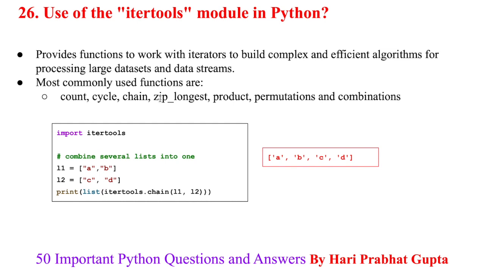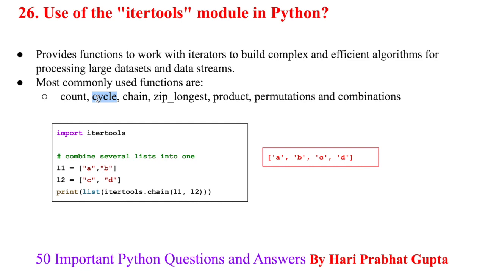And we can say the common features of itertools are: number one is count, which generates an infinite sequence of numbers starting from a specific number if you use count. Cycle is another such function.